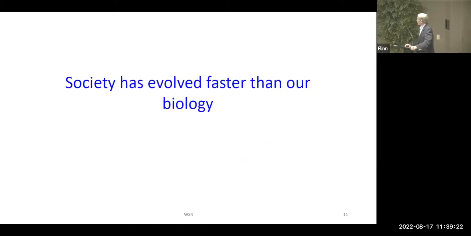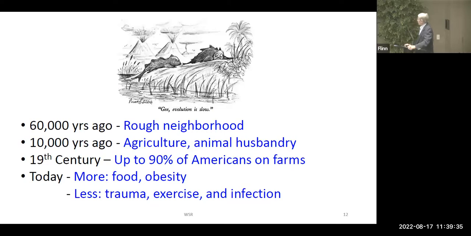So what's happened is that our biology evolved to solve these particular problems, but human society has actually evolved faster. As you can see here, evolution is slow, but society moves quickly. If you go back a ways, 60,000 years ago, we lived in a very rough neighborhood. A lot of trauma, a lot of infection, food scarcity.